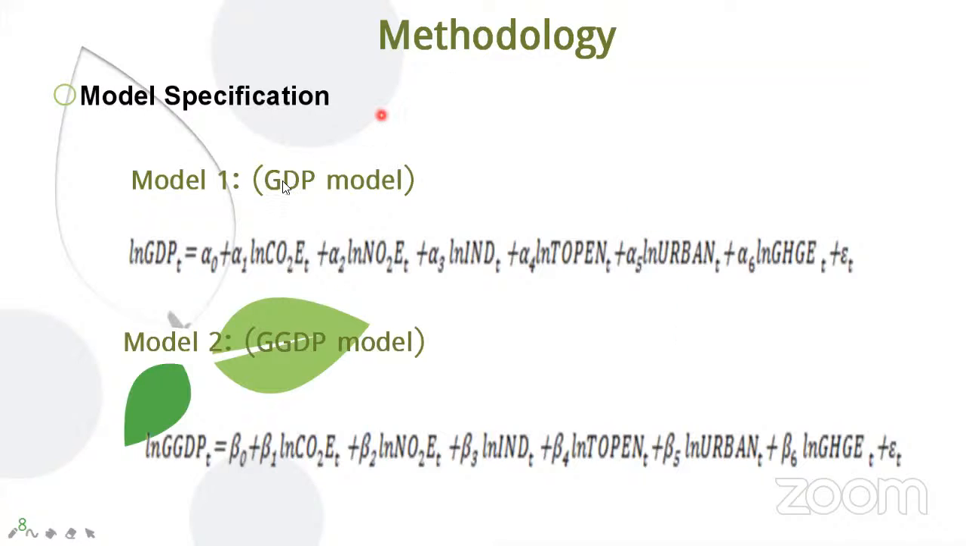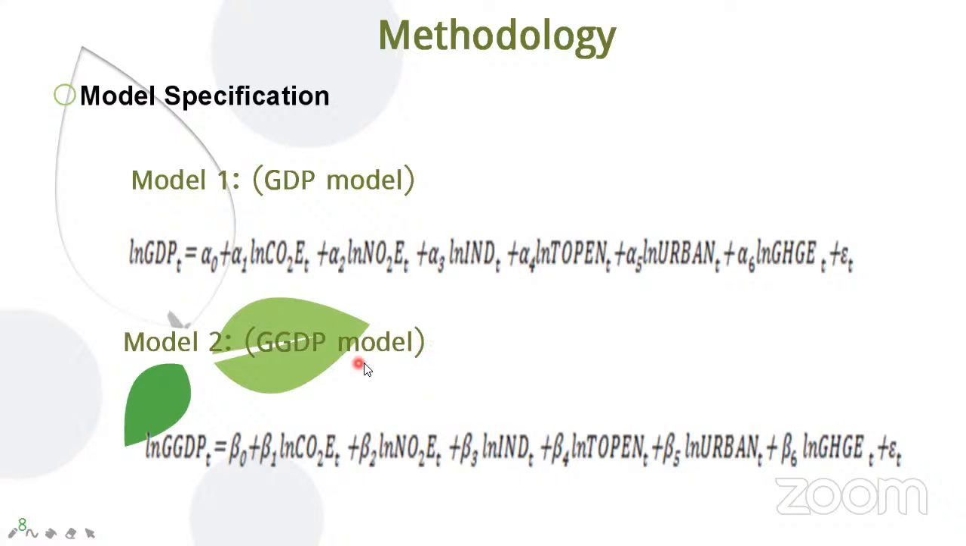With that, I have formed two models for the GDP and green GDP. In that model, we have taken the model in logarithm form so that we can perform the test. Let me mention that the methodology I used to test the relationship between carbon dioxide, nitrogen oxide with GDP or green GDP is the ARDL test. So the variables taken are carbon dioxide emission, nitrogen oxide emission, industrialization, trade openness, urbanization, and other greenhouse gases. And with this model, it is taken in logarithm form so that we can perform the co-integration test easily.